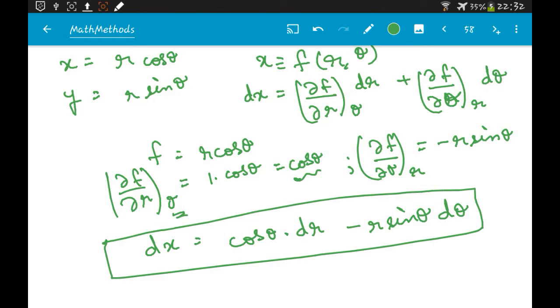Similarly, you can do it for dy, right? So I'll just write the final answer, you can verify it. So dy is nothing but dou f by dou r at constant theta, so you would get sin theta into dr plus r cos theta d theta. So this is what you would get for dy.